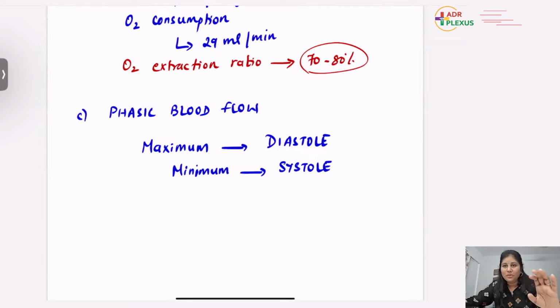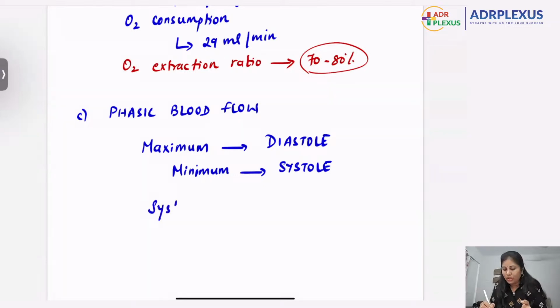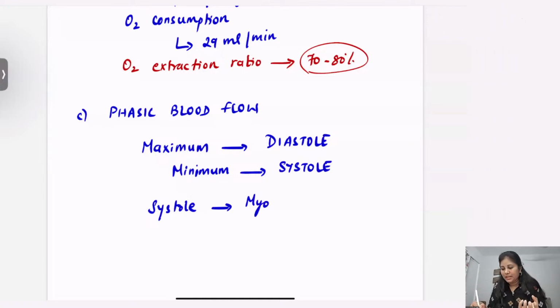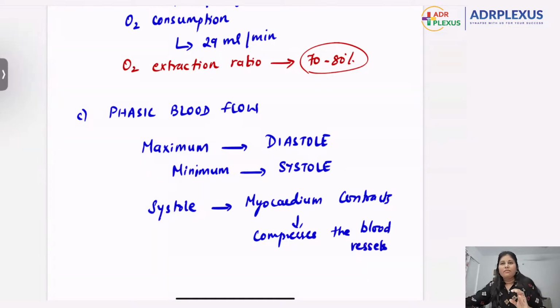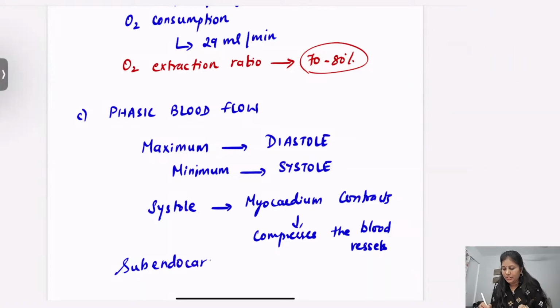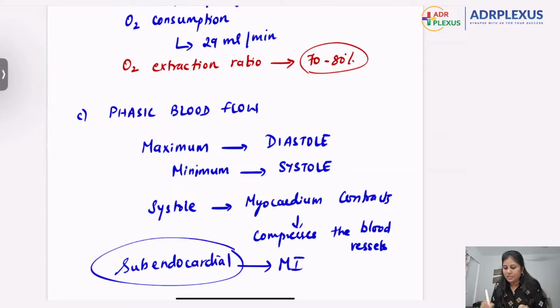This is very, very important. Now, what happens during systole? Whenever the muscle contracts, even in the skeletal muscle, the blood vessels passing through the muscle get compressed. Similarly, during systole the myocardium contracts, so this totally compresses the blood vessels. Especially the subendocardial blood vessels are most affected, because the subendocardial portion receives very little blood supply and capillary density is very low in that region. So when the blood vessels are compressed, blood will not go to the subendocardial portion. That is why the subendocardial portion is prone to myocardial infarction.